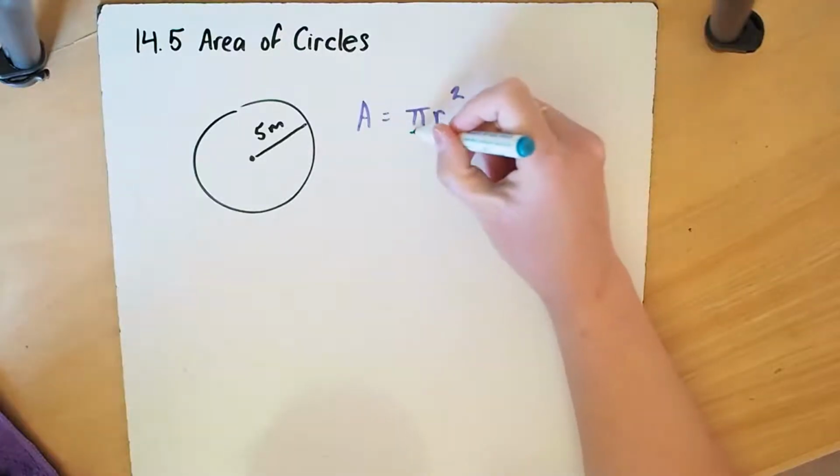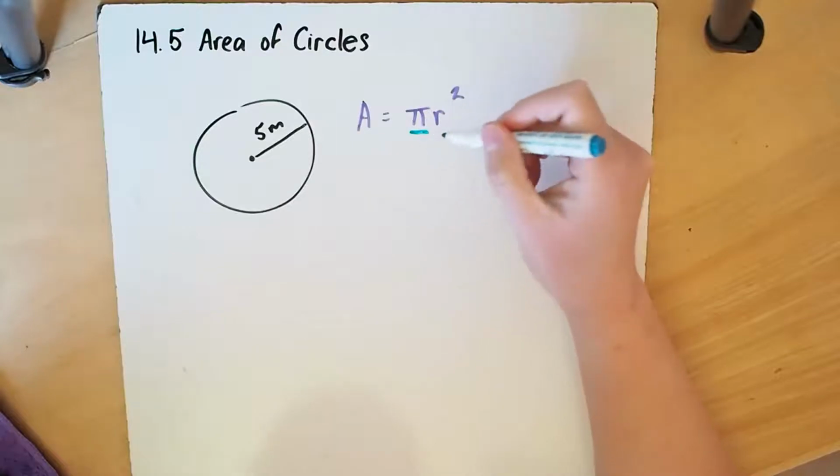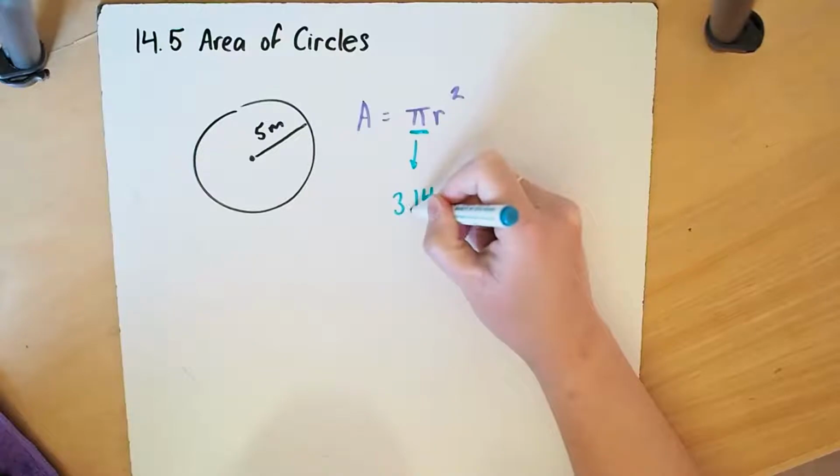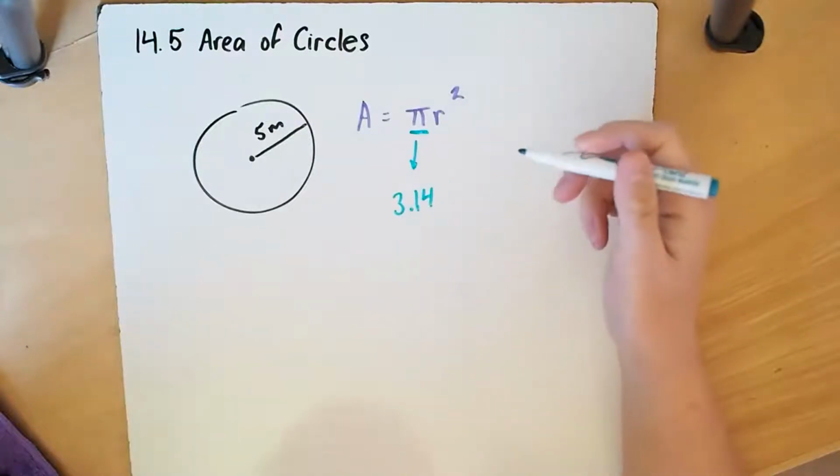You'll remember that pi, for our homework and for all assignments that we're going to do with circles, is equal to 3.14, and that's what you're going to plug into your calculators.